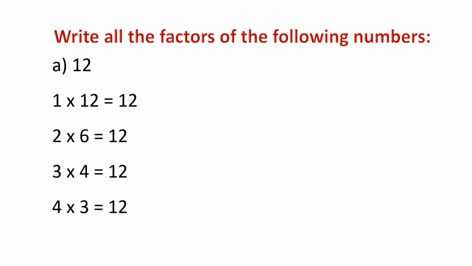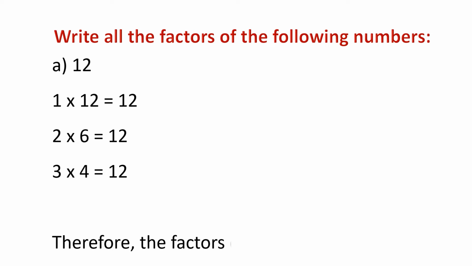Look, if we divide 12 by 3 and 12 by 4, we get the same multiplication facts. So stop here and write down all the factors in ascending order. Therefore, the factors of 12 are 1, 2, 3, 4, 6 and 12.